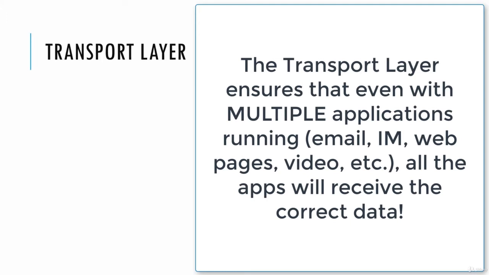Next is the transport layer. This provides us with three possibilities. First is reliability. We can use the TCP protocol to make a reliable delivery. That means if some packets are lost during transmission, TCP automatically resends them.